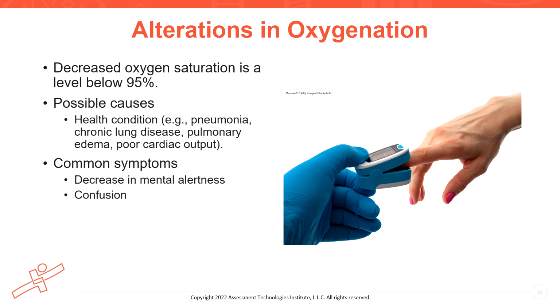Some other things that you might see is they're all of a sudden not as alert as they used to be. They don't know where they're at. They're a little confused. So those are some things that you would see with low oxygenation.